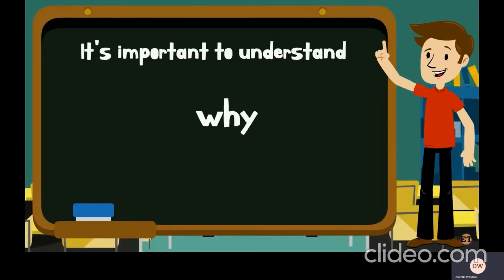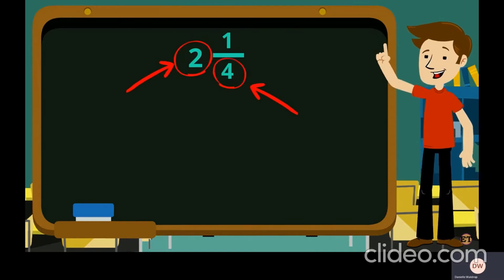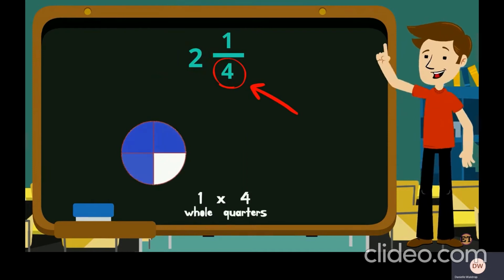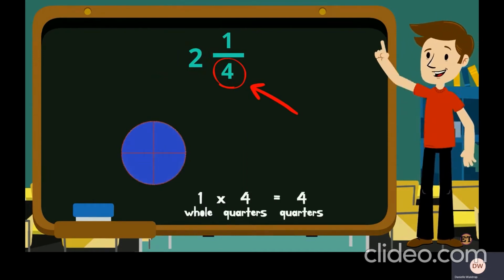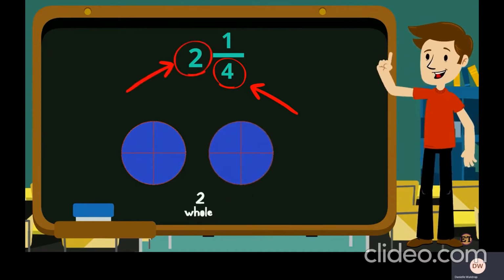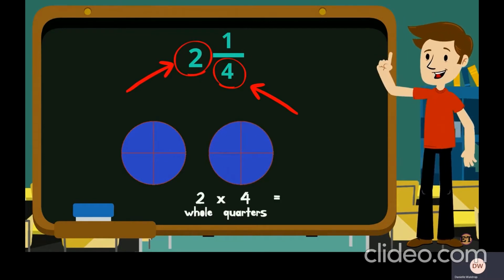It's important to understand why we follow these steps, so let's go back and take a closer look. Here is the mixed number we started with. Why did we multiply the whole part of the mixed number by the denominator? Because if we're working with quarters and we've got one whole, how many quarters do we have altogether? That's right, 4. So if we've got 2 whole, how many quarters would we have? 8, because 2 lots of 4 is 8.